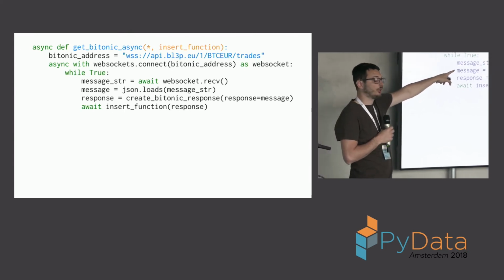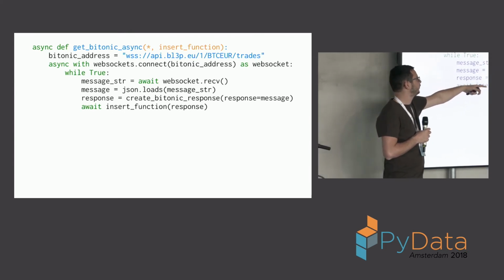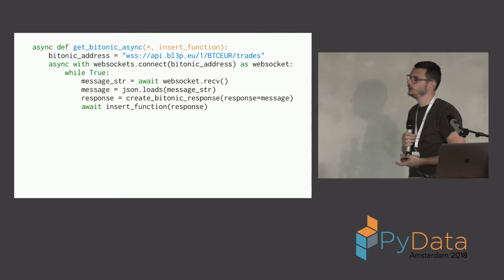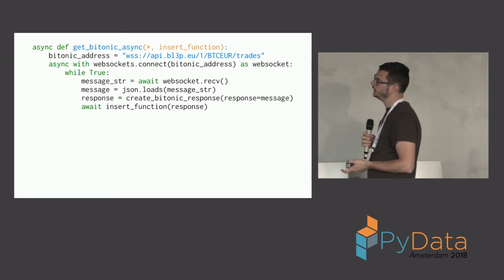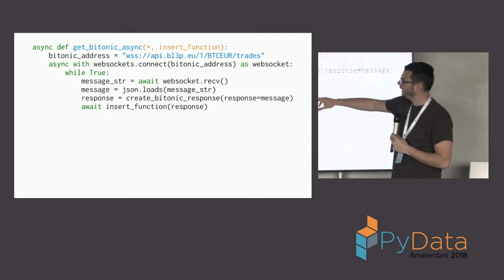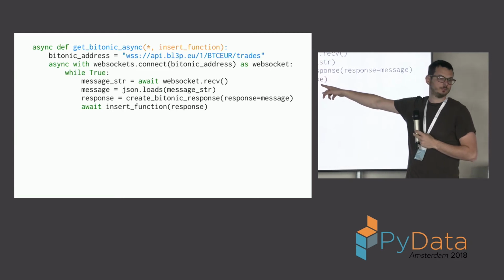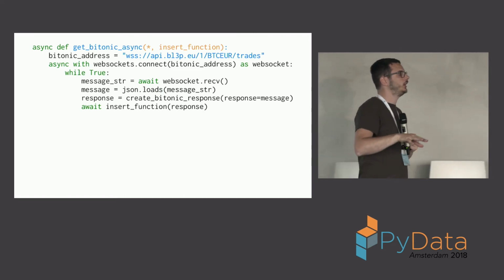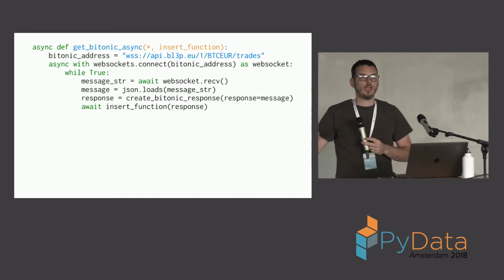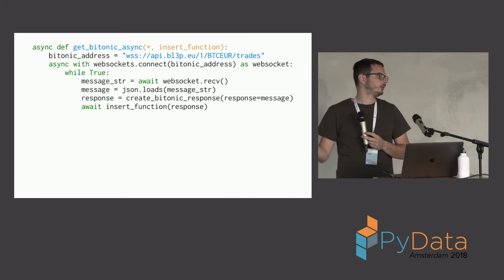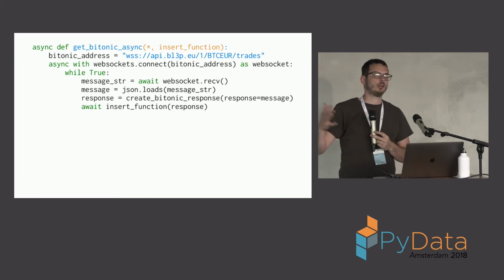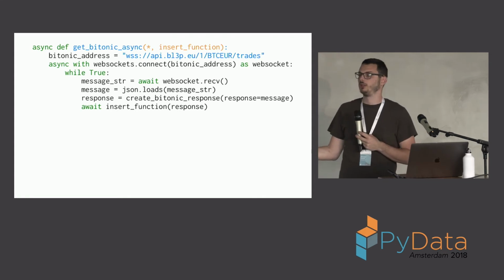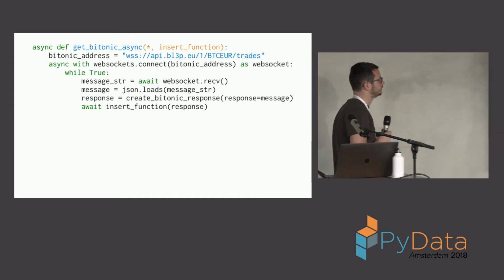As soon as you get something, I load the message as a dictionary. Then I create a response, which I'll send to the database. And then I await my insert function. This insert function is the function that sends data into a database. And again, I can use await here as well, because I don't care to be alive while the database is inserting stuff. I could just be set to sleep, and my event loop could do something else. So I just await this insertion.